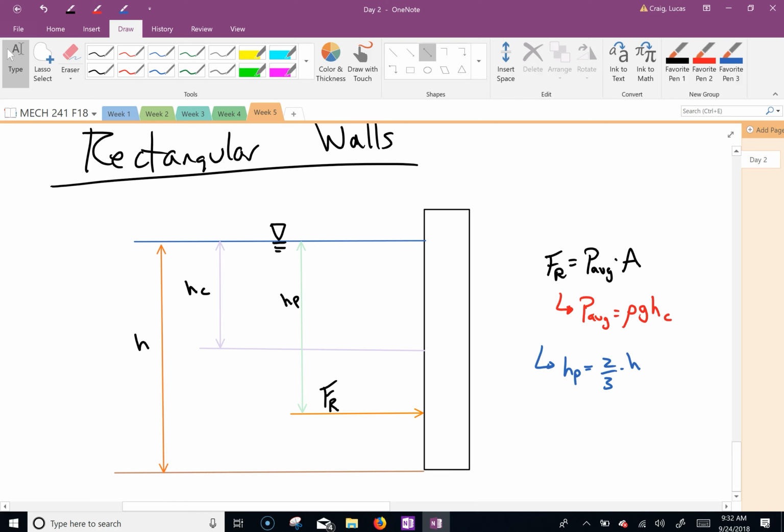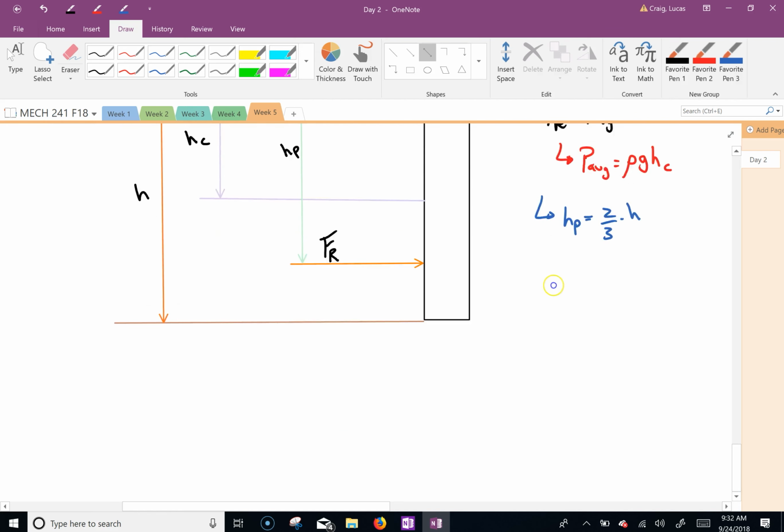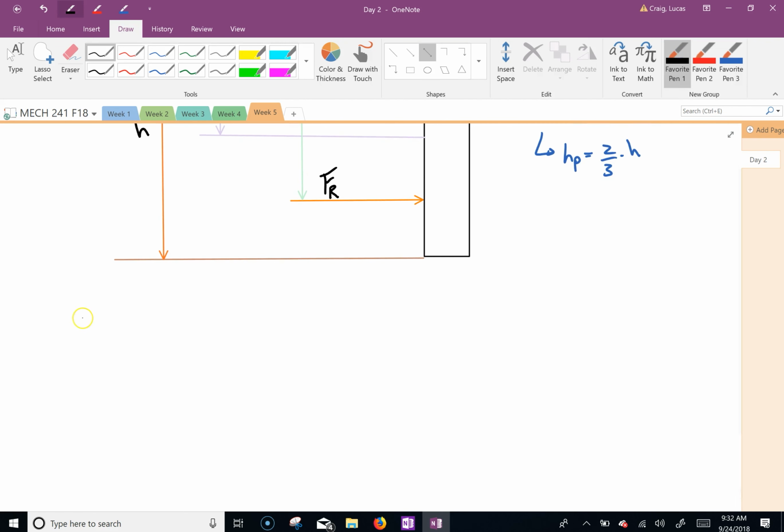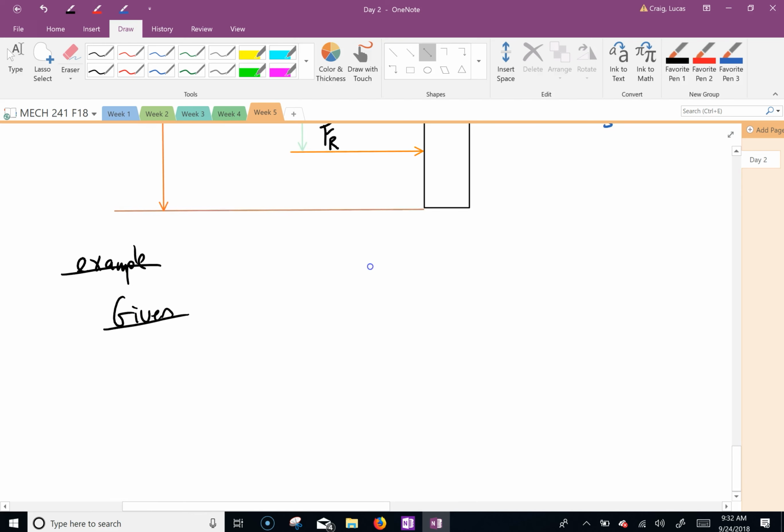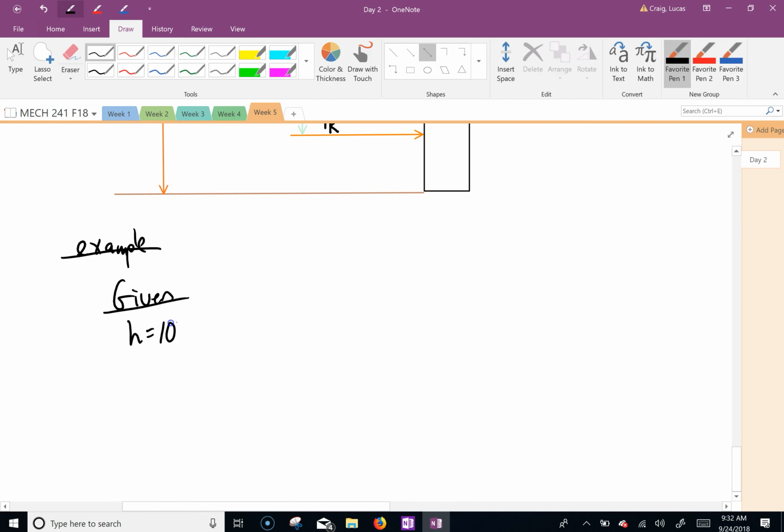So let's have some numbers in your problem here. We'll use that same sketch. So here's an example. Given H, 10 meters. The width, 10 meters. We want to find FR and HP. In the sketch, I'm not going to redo it, but just see above.